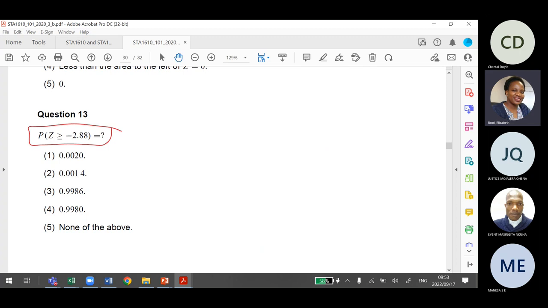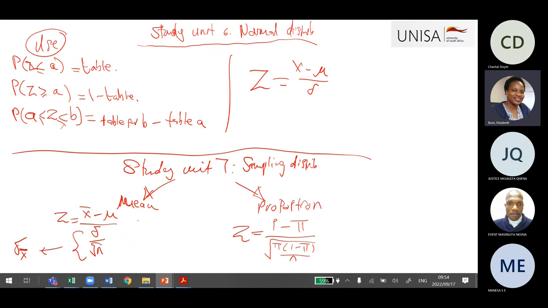Okay, so this one, lucky for us, we don't have to calculate any Z. This is the question: find the probability that Z is greater than or equal to -2.88. Regardless of whether it is negative or positive, we do not even worry about that, because that tells us which side of the table we need to go to. The sign just tells you which side. The greater than or equal tells you how you are going to find it, from which side of the table.